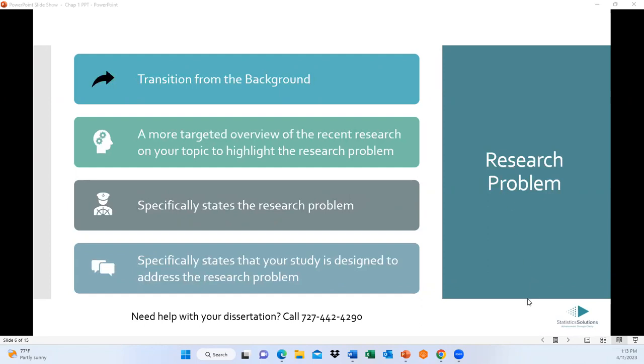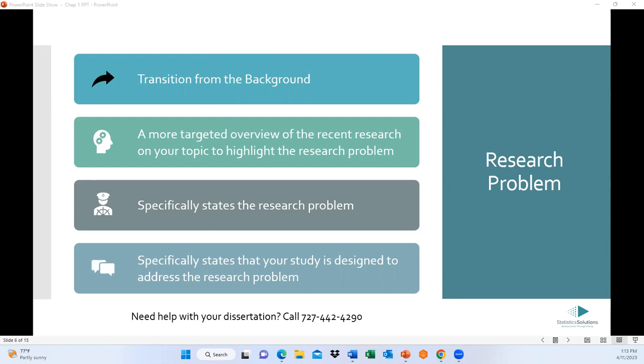Okay, so first, let's make sure we're all on board with what a research problem is. It's like it sounds. It's a problem in the research. What does that mean? That means there's something unreconciled maybe in the research. There's something inconclusive in the research. There's something about the phenomenon or whatever topic you're studying that the research still hasn't resolved, or may not even have addressed.